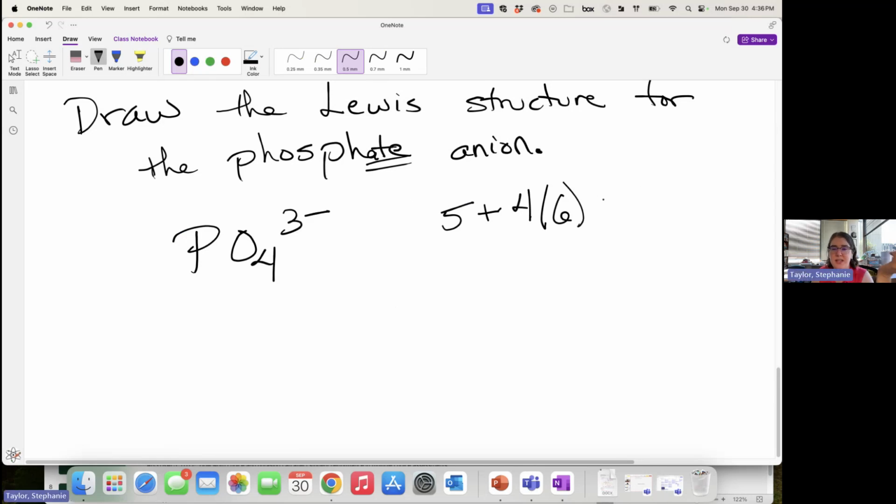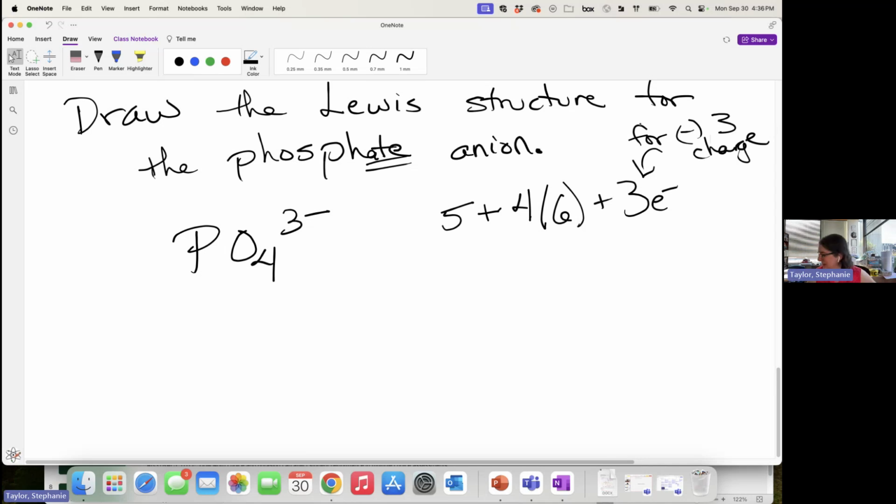And then I have this -3 charge. So I'm going to add 3 more electrons for the negative charge. So I have a -3 charge. So therefore I'm going to add 3 electrons. Each electron is negative. I get to add 3.